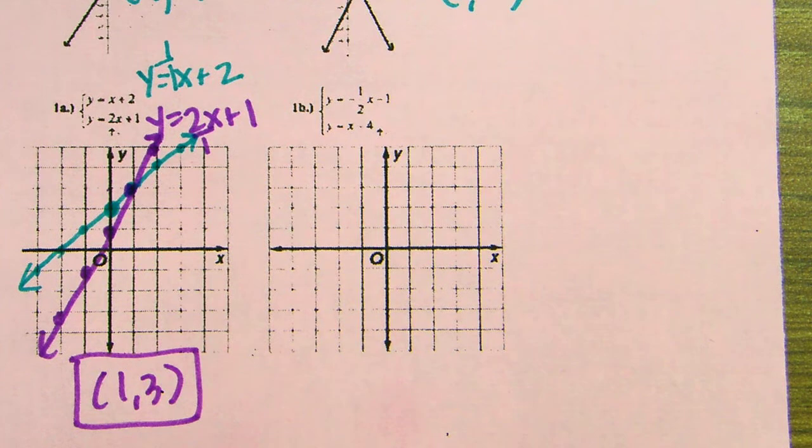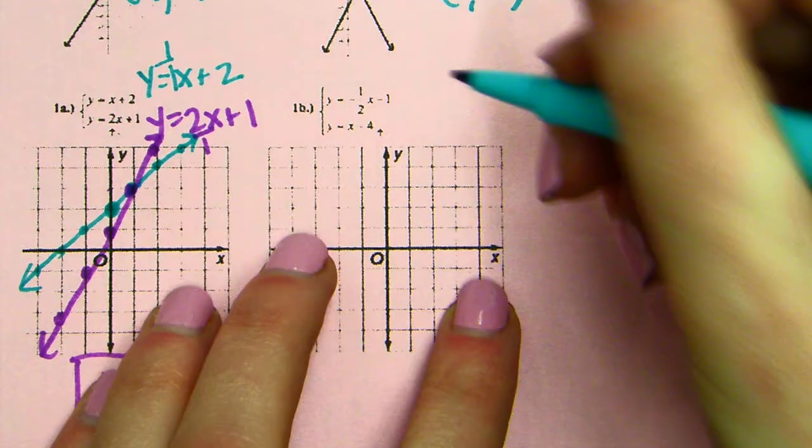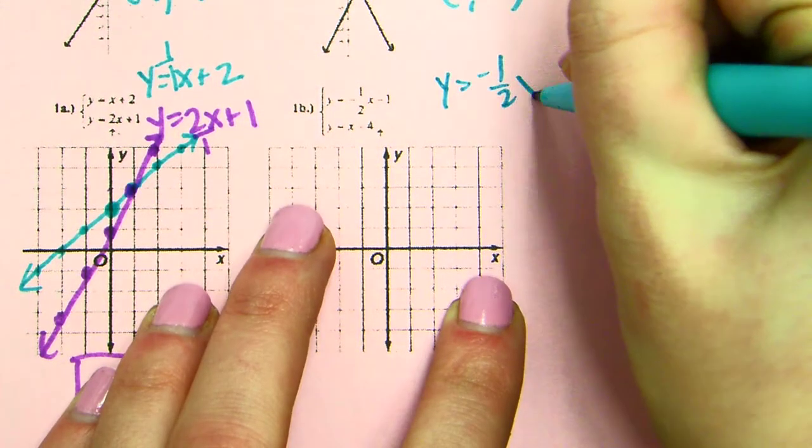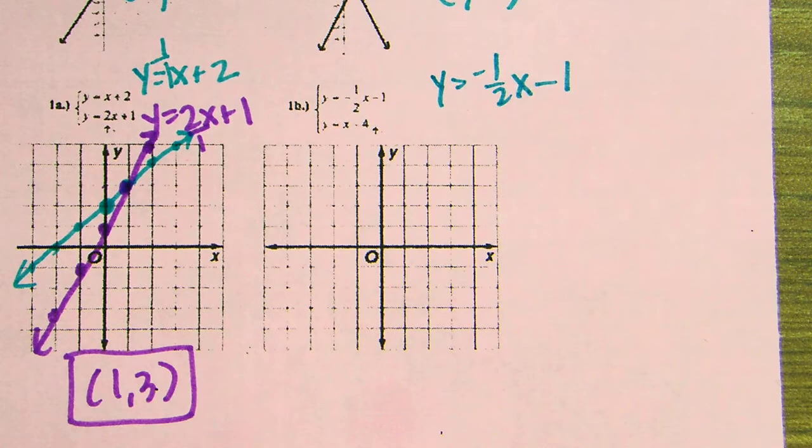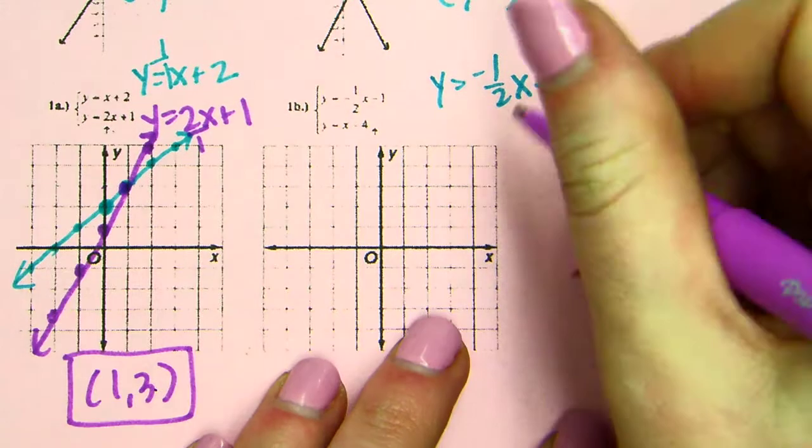Same thing with the next one. We're going to graph those two equations and see where they cross. Sorry, it's having trouble reading that. It should be y equals negative 1/2 x minus 1, and the other one is y equals x minus 4.